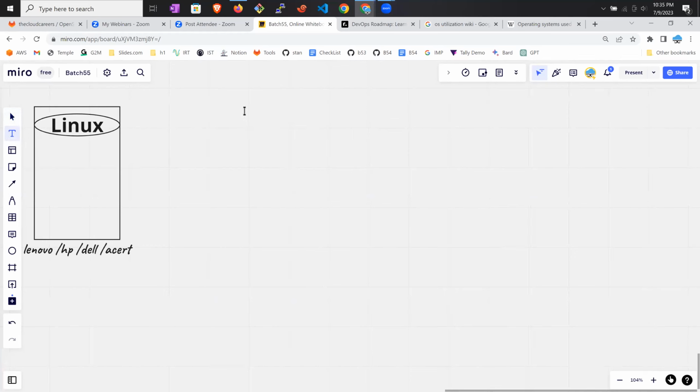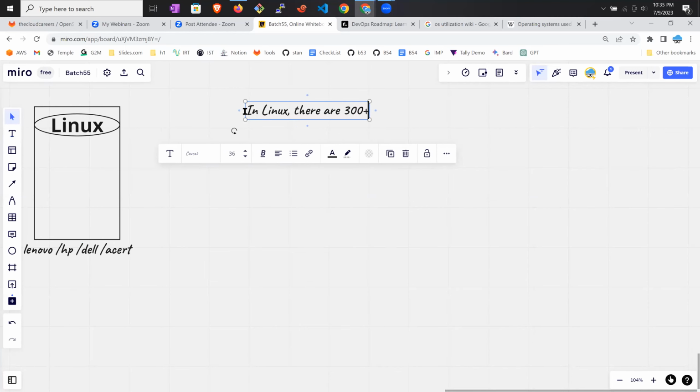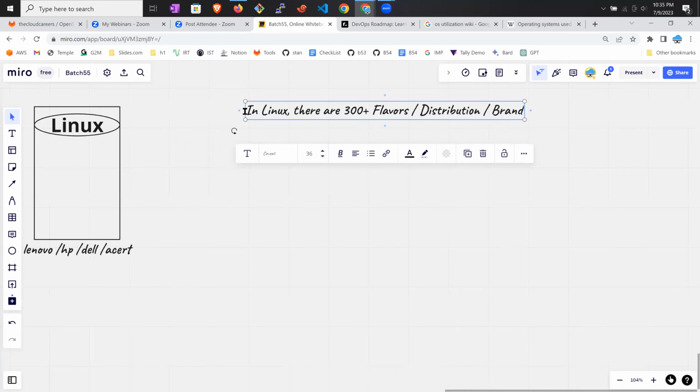Another important thing I would like to tell you is flavor. In Linux there are 300 plus flavors, or distributions, or brands. All three of them are the same. I bought Nike shoes; Nike is a brand. I bought an Adidas t-shirt; Adidas is a brand. Similarly, Linux is an operating system. Since it is open source, a lot of companies have taken it and branded it as per their choice and the features they want to add. There are officially 300 plus companies who have distributed Linux. Flavor is nothing but a brand.